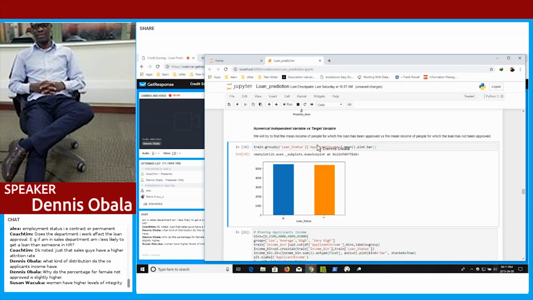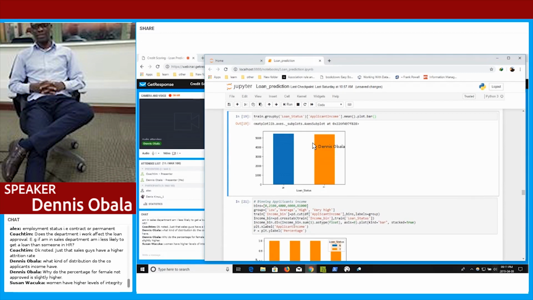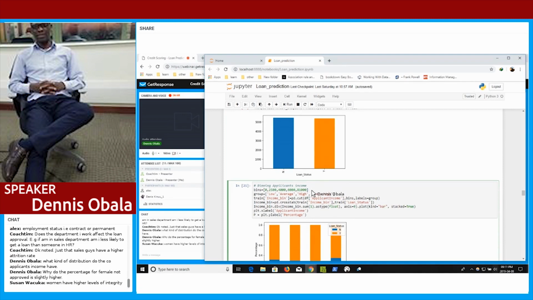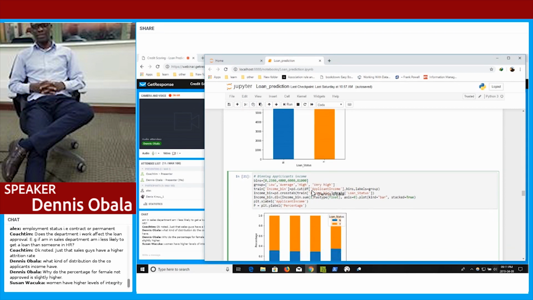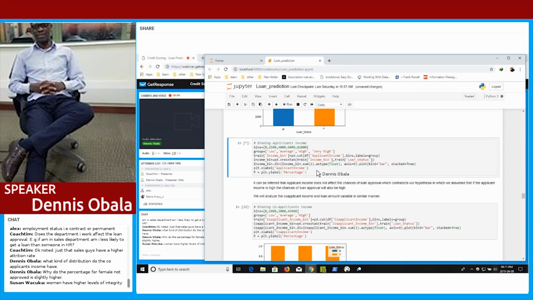So we look at loan status by the applicant's income. When you plot the applicant's income against loan status, the mean doesn't really give you a lot. So what we usually do is bin the amounts. For example, we might start with 0 to 2,500, 2,500 to 4,000, 4,000 to 6,000, 6,000 to 81,000.